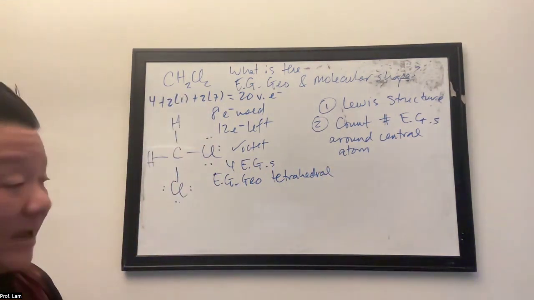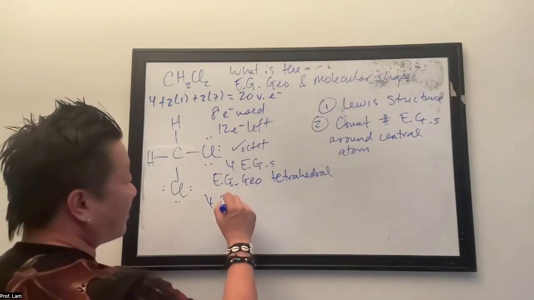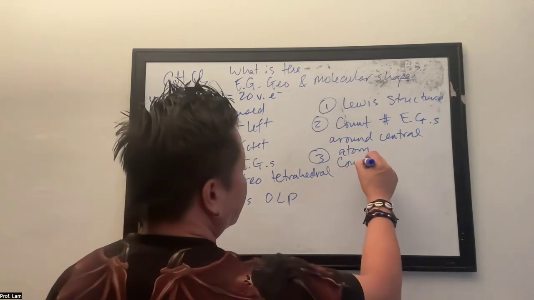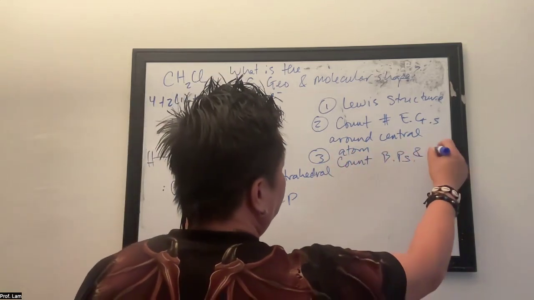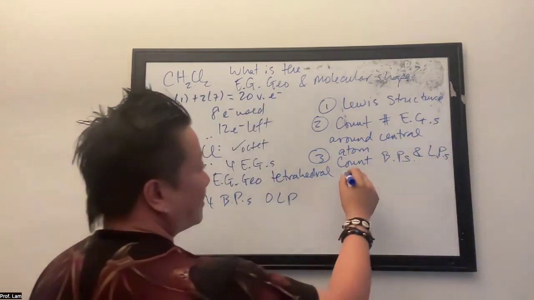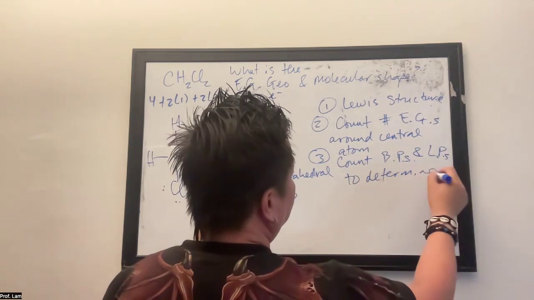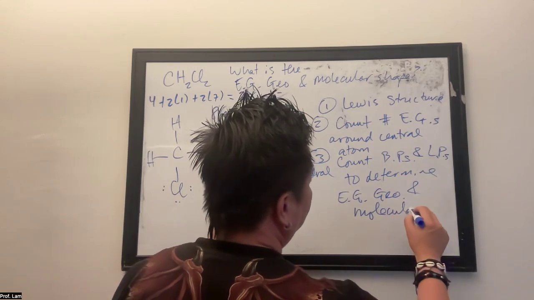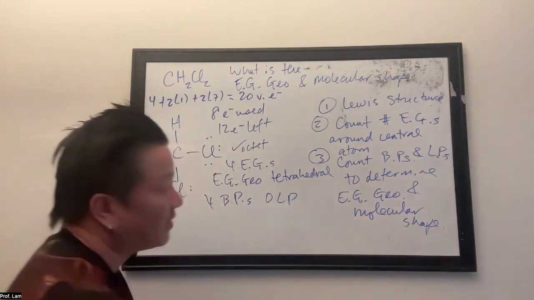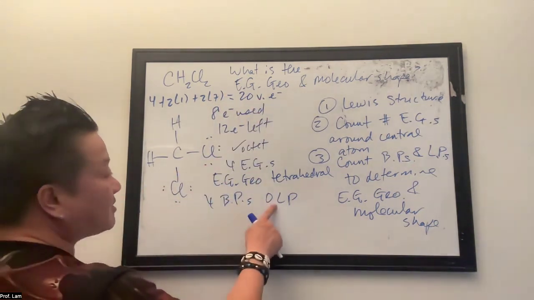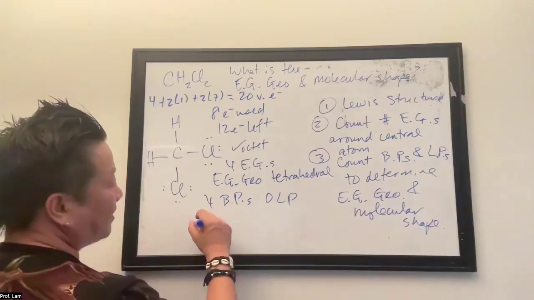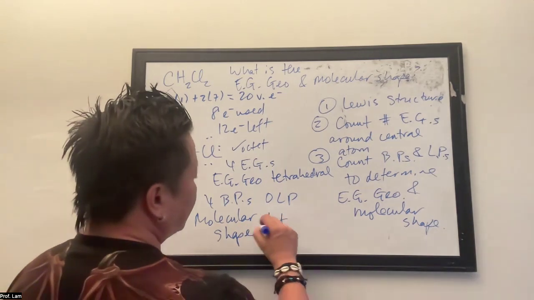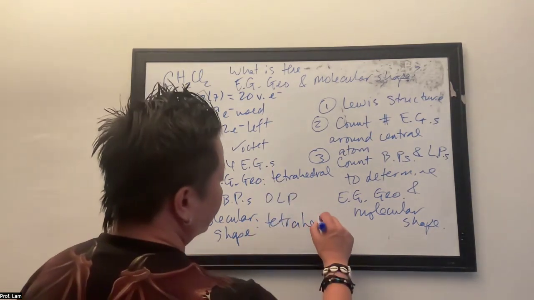Okay. And if you have no lone pairs here, right? You have 4 bonding pairs. You should count that as well. The 0 lone pair. Okay. So count the bonding pairs and lone pairs, okay, to determine electron group geometry and molecular shape. Okay. So quite simple, right? Just those 3 steps. So if you got 0 lone pair, remember the molecular shape is the same as the geometry. So the molecular shape is also tetrahedral.